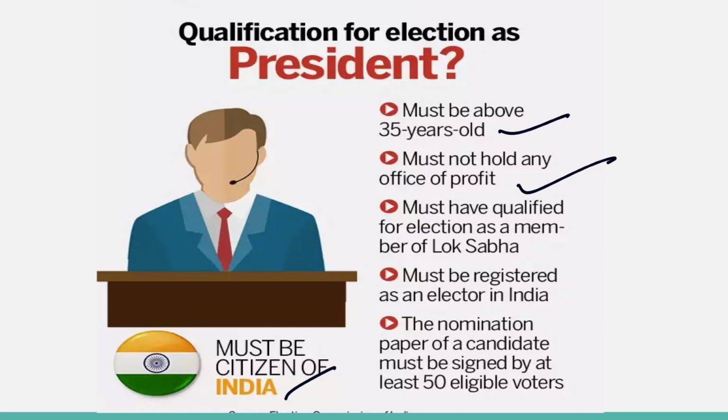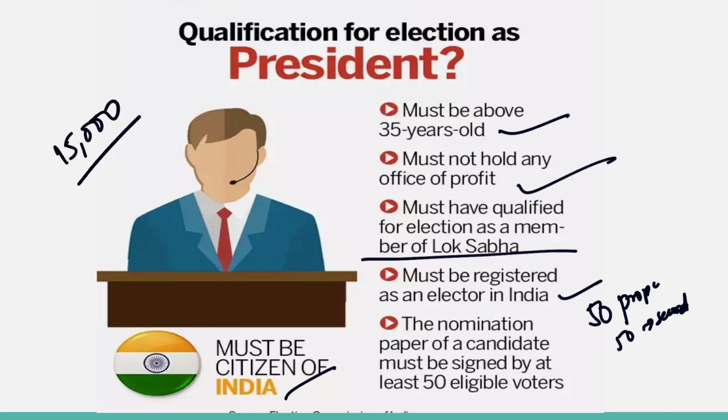A person must be qualified for election as a member of the Lok Sabha, and he must be registered as an elector in India. The nomination paper of a candidate must be signed by at least 50 electors as proposers and 50 electors as seconders. Every candidate participating in the election of the president must be subscribed by at least 50 electors as proposers and 50 electors as seconders. Apart from this, he should deposit 15,000 rupees in the Reserve Bank of India, and this deposit is called the security deposit.